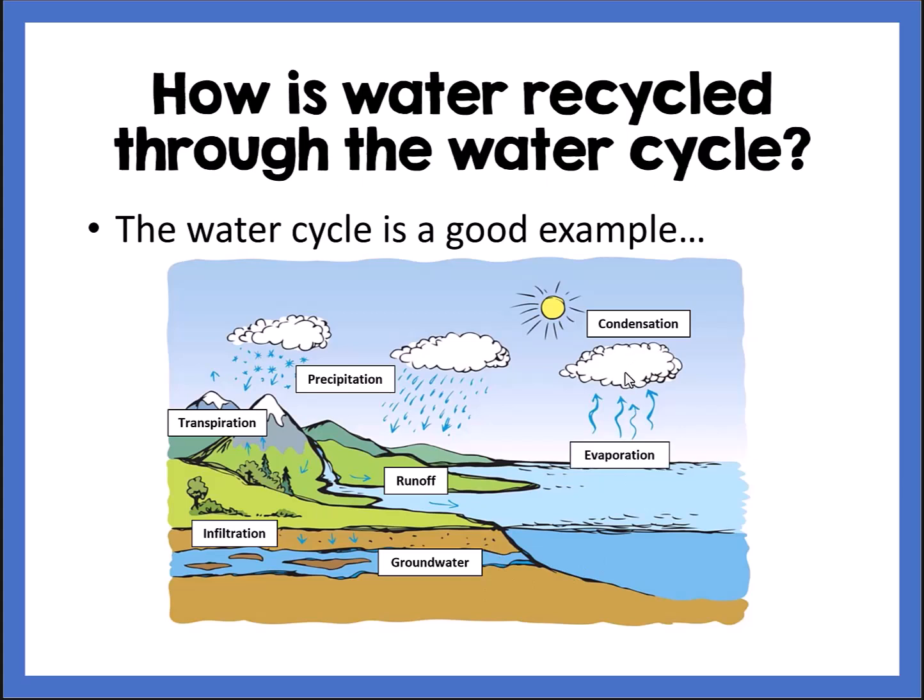So this is a little bit more of a complicated process, but it should be one that you're familiar with through condensation, precipitation, and runoff and evaporation. This is a cycle of water, which is the matter we're discussing, and then transpiration and infiltration. And groundwater systems might be a little bit new to you, but basically we're recycling the water here from the atmosphere into groundwater and then back up.